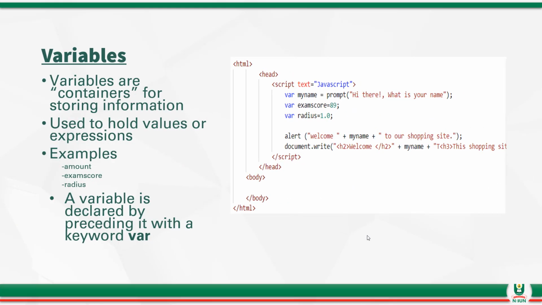So now we are talking about variables. So what are variables? Different programming languages have the word variable. So variables are containers for storing information. If you need to store something, it may be a word or it may be a figure, a number, you store it inside a container called a variable. They are used to hold values or expressions. Examples are amount, for instance, exam score, radius. All these are variables. So usually in JavaScript, a variable is declared by preceding it with the keyword var.